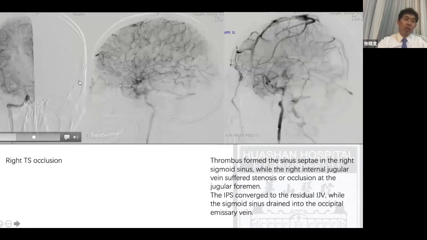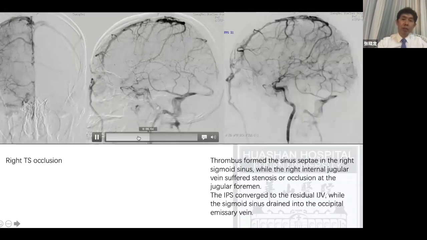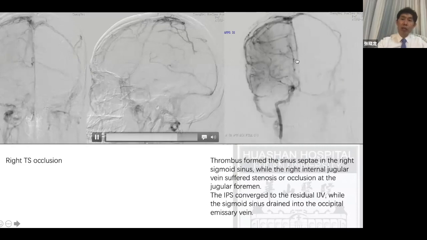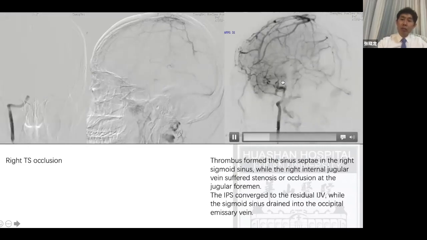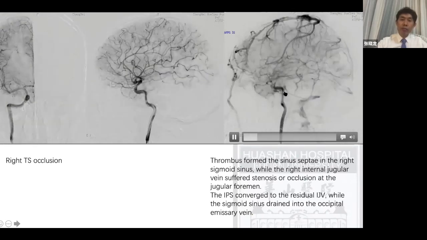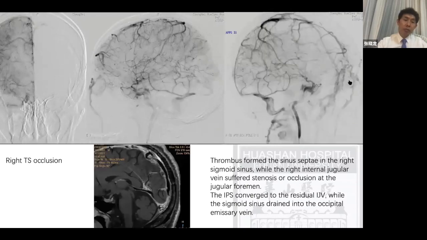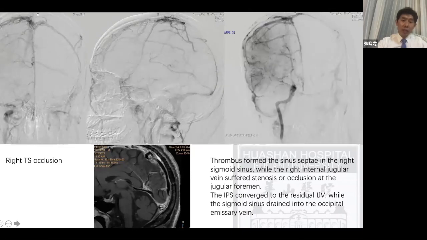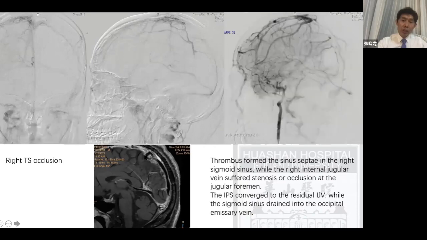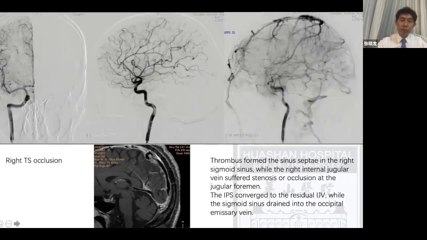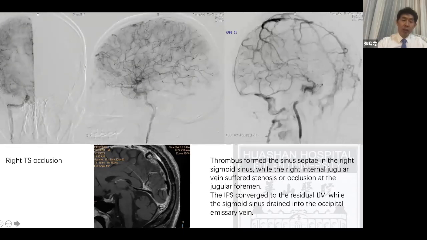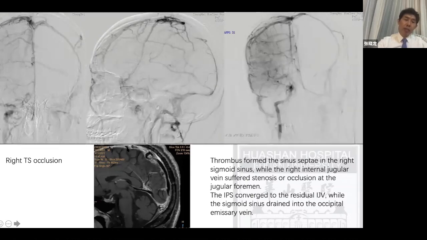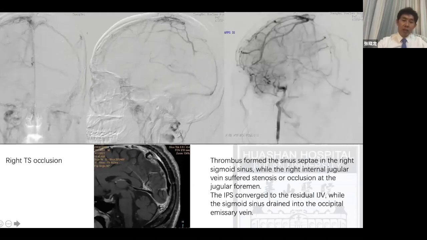The right internal carotid artery angiography shows the superior sagittal sinus was not well, and the bilateral lateral sinus was not well too. From the high resolution MRI, we can see the fistula was here. And this is the brachium. The sagittal sinus was enhanced everywhere. So it's the damaged one. Maybe it's inflammation. Maybe it's thrombus.